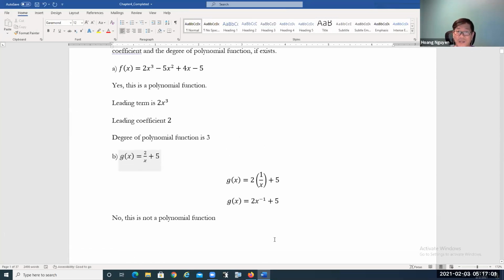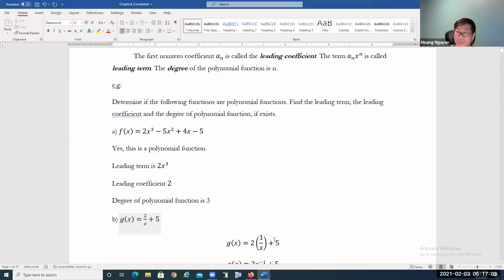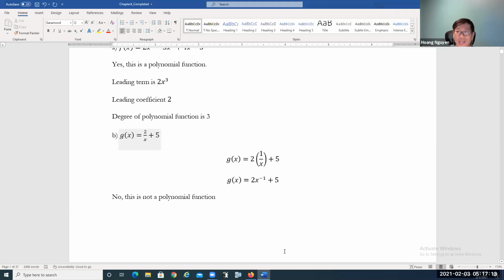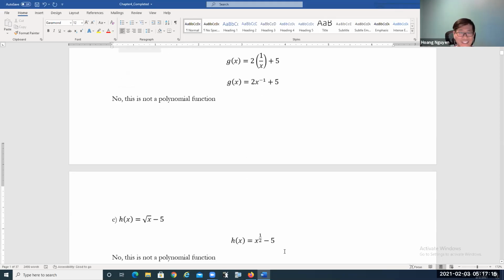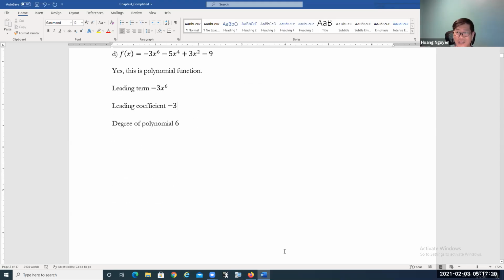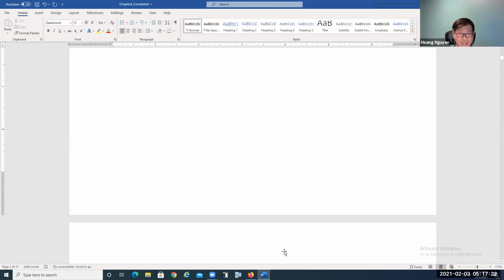This is just a few practice questions based on the definition of a polynomial function, and how we identify the leading term, leading coefficient, and the degree of the polynomial. When you do your homework, there will be some similar questions. Now let's move on to the next topic that we're going to talk about in this section 4.1.